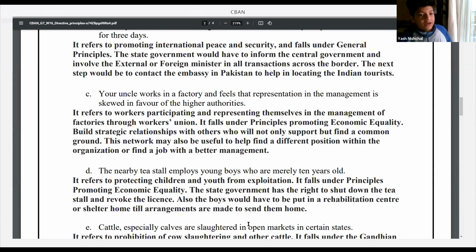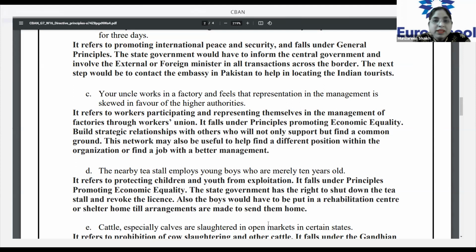Principle promoting economic equality. Very good. Principle promoting economic equality. Why? What point is mentioned in this particular category? Workers participating and representing themselves in the management of factories through worker unions. Correct. This is the principle which is mentioned in principles promoting economic equality. So since this is related to uncle working in a factory, automatically this will come under the principles promoting economic equality category.